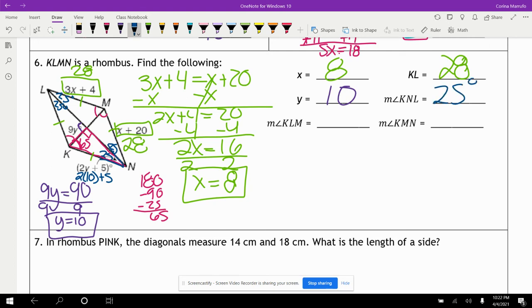The next one's asking for KLM. It's asking for this whole thing. So both of the 25s. So 25 plus 25 gives me 50. And then KMN. So KMN is going to give us 65.